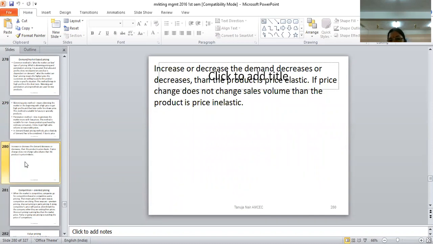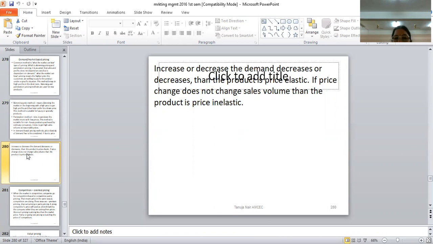If the price goes low, then the demand will increase. A product whose demand changes due to price is known as price elastic. That is why this theory, price elasticity of demand, is applied to such products. And there are some products which are inelastic also. That means the product demand does not change when the price changes. So such products are price inelastic.